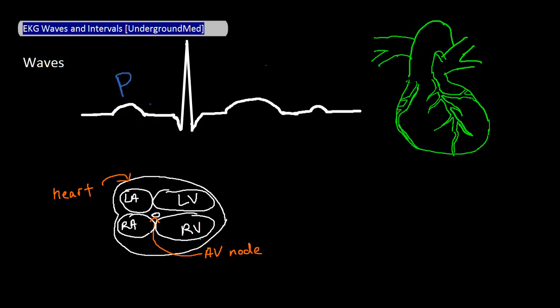P wave represents atrial depolarization. Notice that the normal P wave is upright. However, as you read EKGs for yourself, you'll find that it is normal for the P wave to be inverted in lead AVR, and in lead V1 it's common for the P wave to be inverted or biphasic. Why these exceptions in leads AVR and V1?